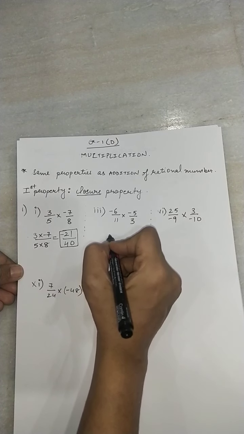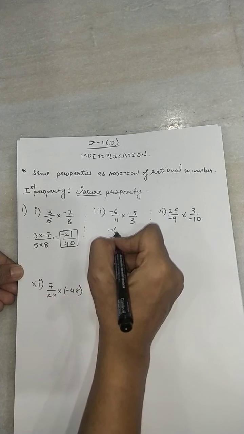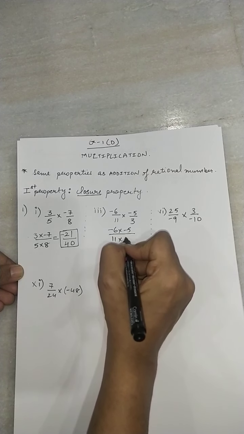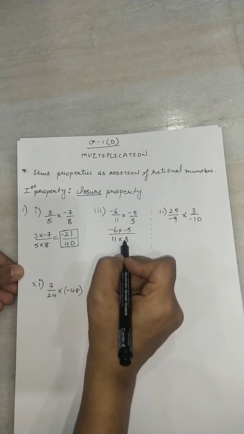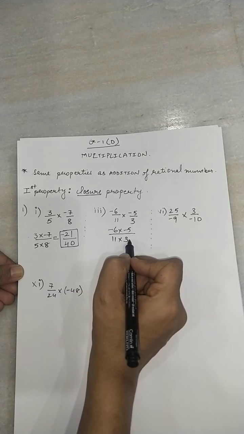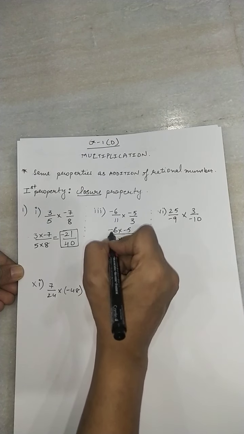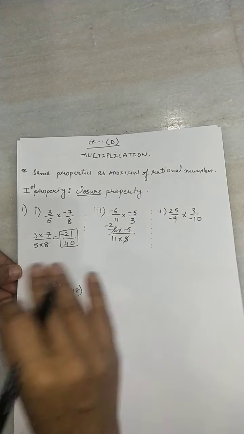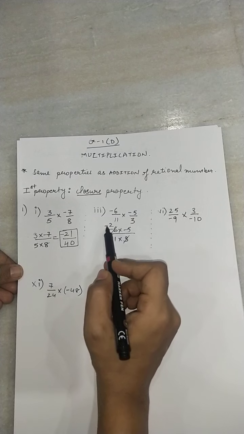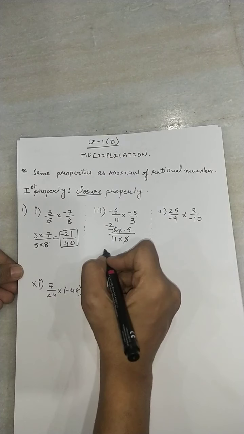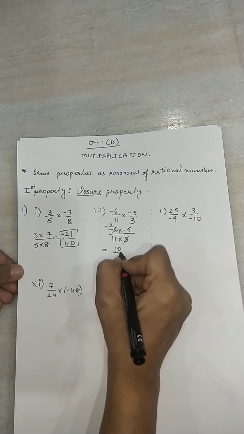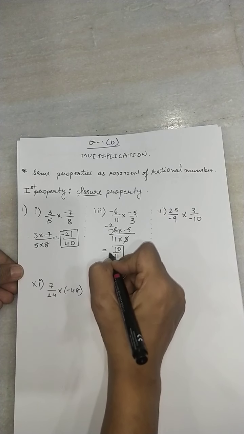If you write it like this, the first step, minus 6 upon 11 into minus 5 upon 3. Now you can see minus 6 would come in the table of 3, right? So I'll cut it to minus 2. Now it's a bit easy. Now I can't cut anything. So minus 2 into minus 5 would be plus 10, obviously minus minus plus. So 10 upon 11 is your answer.